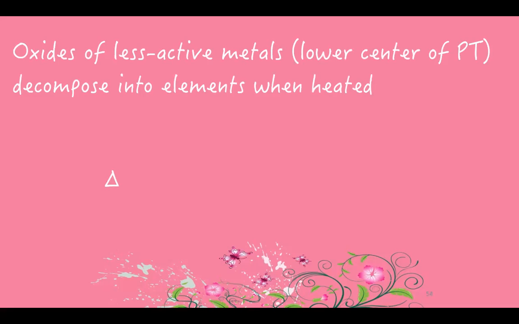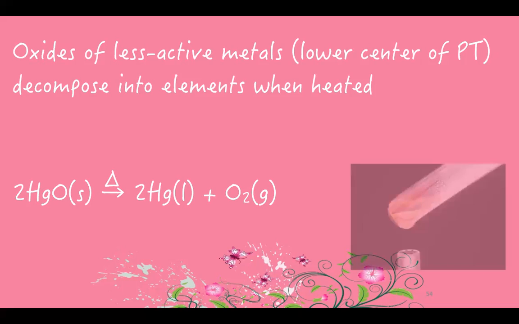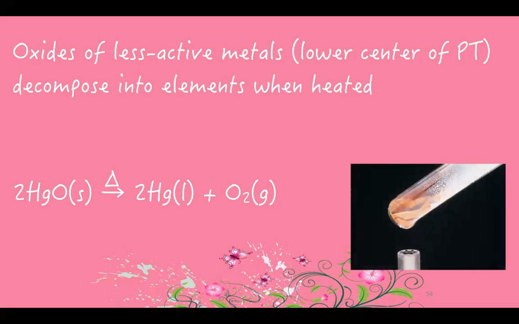The oxides of less active metals, which are in the lower center of the periodic table, decompose into their elements when heated. For example, mercury oxide will decompose to mercury and oxygen, like that.